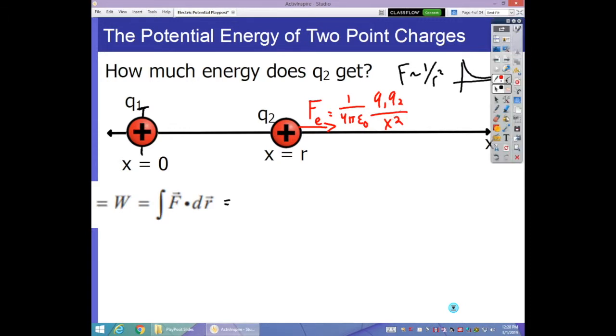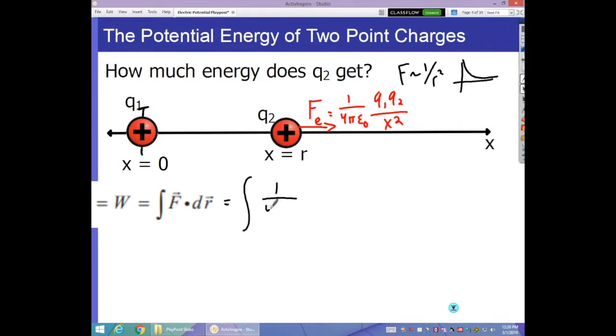So let me set up this little integral, because in general, work is an integral. Well, the force that's being applied here is going to be 1 over 4 pi epsilon naught, Q1, Q2, all over x squared with respect to x. And then, of course, where do I start? I start at x equals r. And it's an improper integral, I go all the way out to infinity. It never stops moving. It goes as far out as we want.